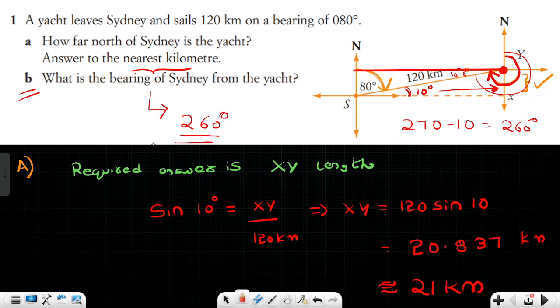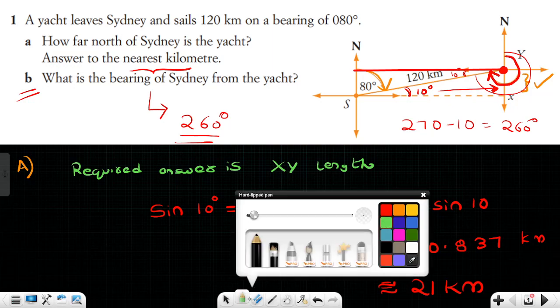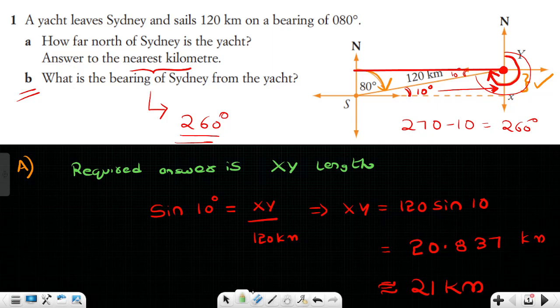After completion of this exercise, you can check the answers. If at all I might go wrong somewhere, you can correct it yourself. If still you are unable to correct it, please mark it as a doubt. Just a small call.